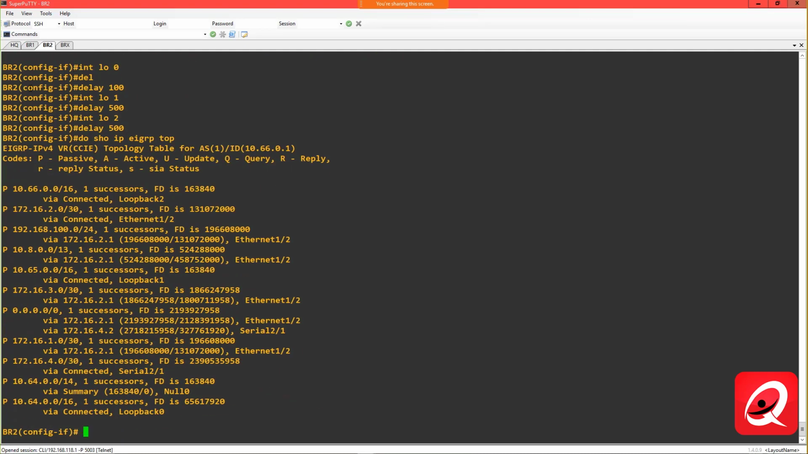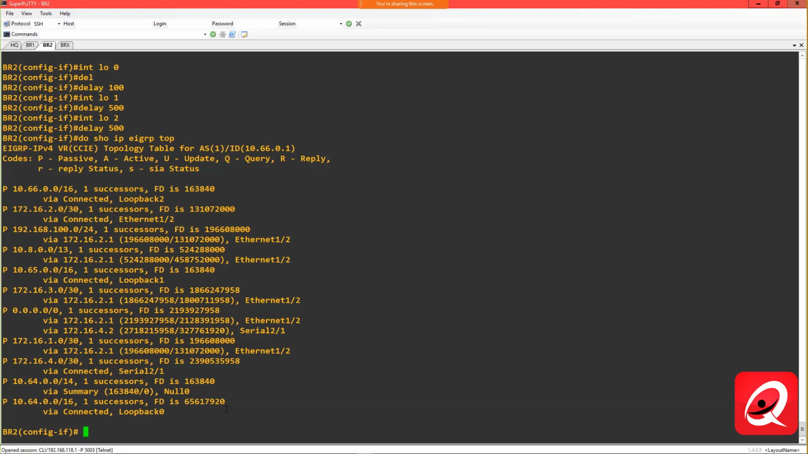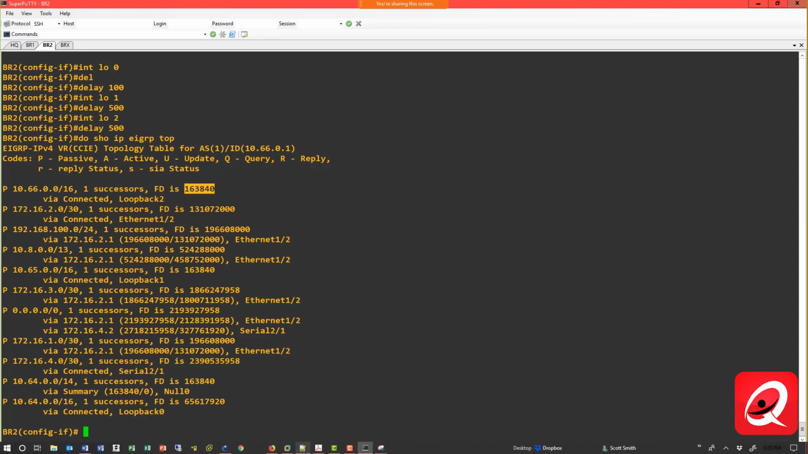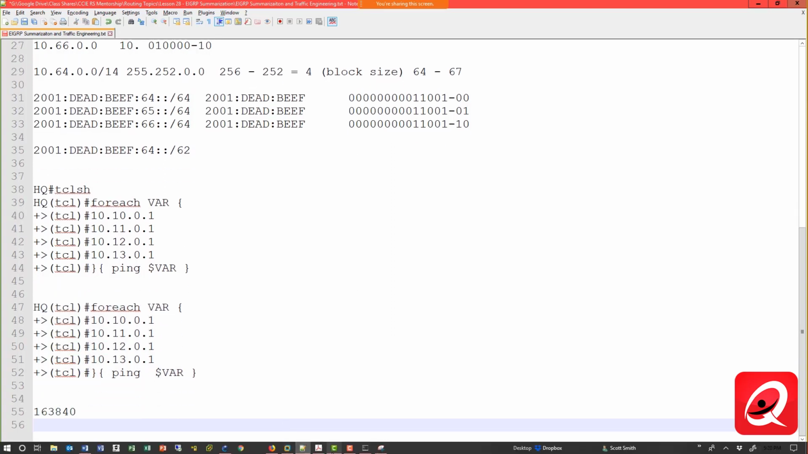And I should see for those loopbacks, that's the summary. That feasible distance should be less than the rest of them. So 656. Why is it higher? Here's the 66. That's the 66, right?